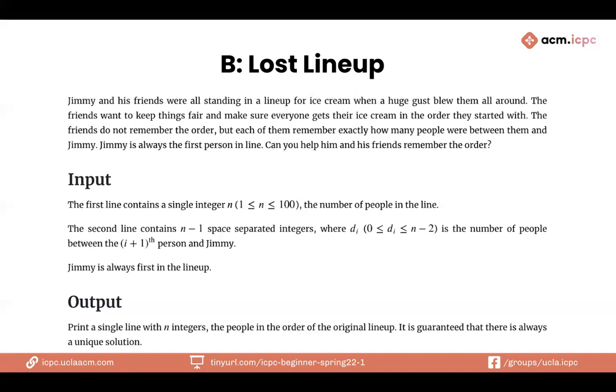And then the second line, this part for me was the tricky part, contains n-1 space separated integers, where each integer is between 0 and n-2, and each integer represents the number of people between the i+1th person and Jimmy. Jimmy, again, being the first person in the lineup. And then the output is just a single line of n integers, the people in order of how they lined up for the ice cream.